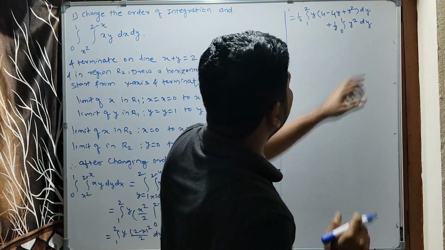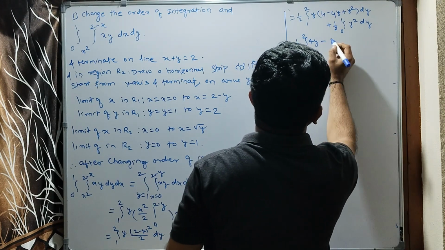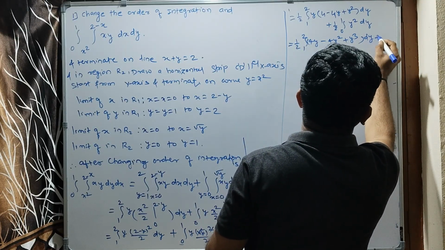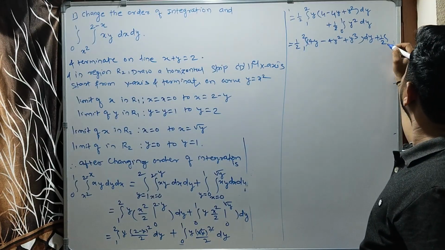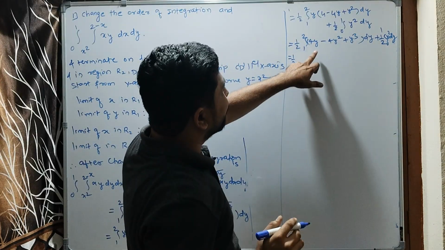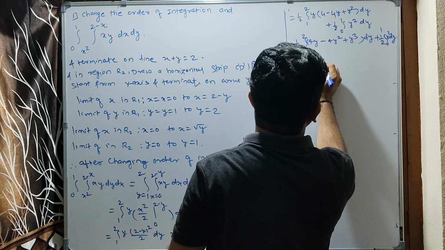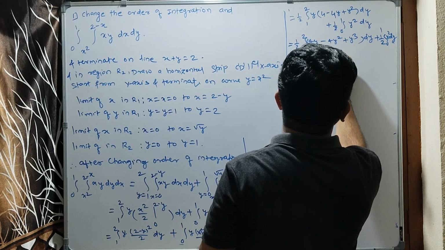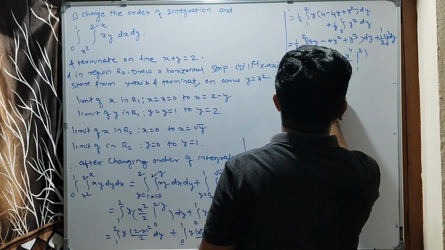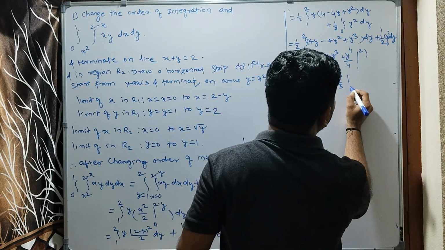Now I will multiply this y to remove the bracket, which is 1 by 2 times the integral from 1 to 2 of 4y minus 4y square plus y cube dy, plus 1 by 2 times the integral from 0 to 1 of y square dy. This is equal to 1 by 2 times 4y square by 2 minus 4y cube by 3 plus y to the power 4 by 4, with limits 1 to 2, plus 1 by 2 times y cube by 3, with limits 0 to 1.